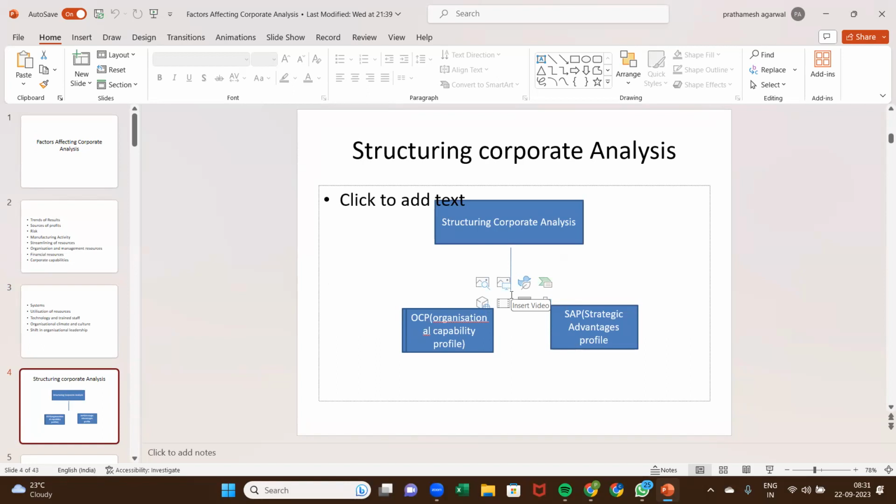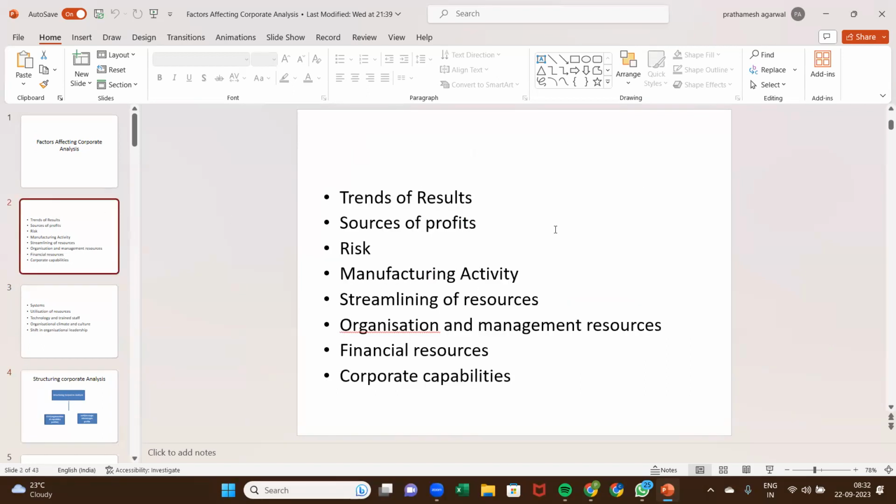What does it tell us? It tells us about structuring corporate analysis. How can the structuring of the corporate analysis be done? Okay, first of all, the previous slide. Please let me tell you something about the previous slide.